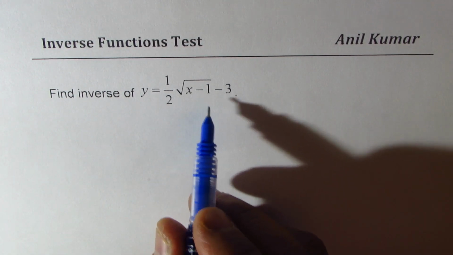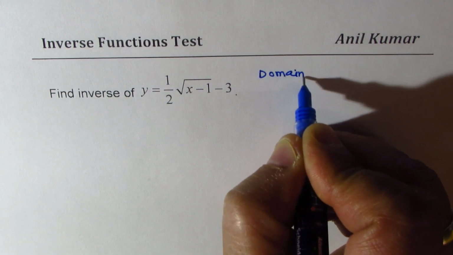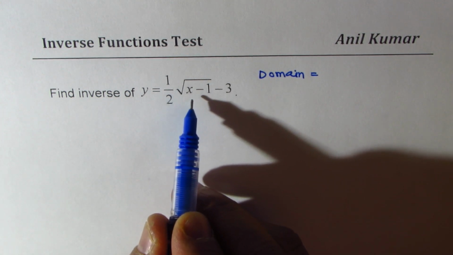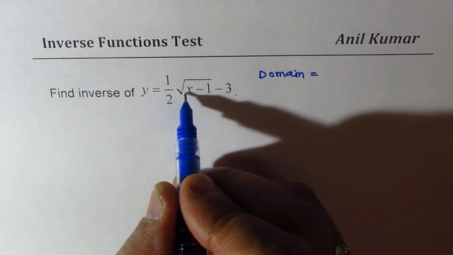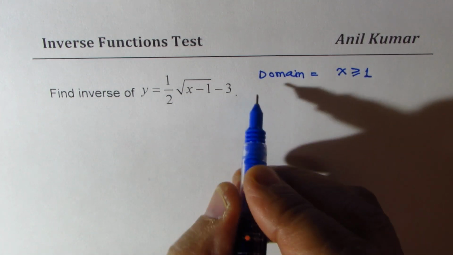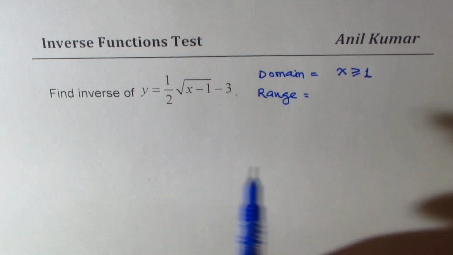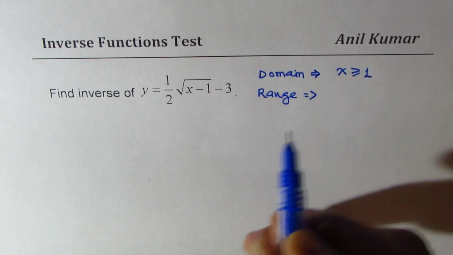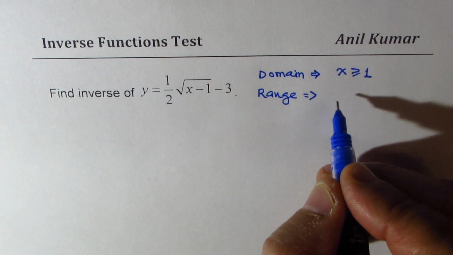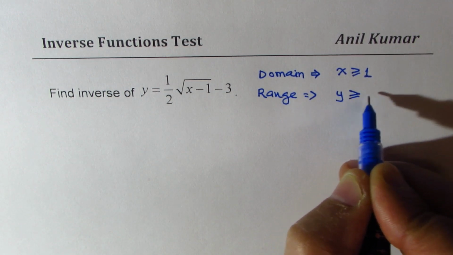To begin with, let us check the domain and range of this function, right? The domain for this function: within the square root it is non-negative, so the domain is x is greater than or equal to 1. How about the range? The range of this function: the first part is always positive, and the negative 3 means that the y value has to be greater than or equal to negative 3.